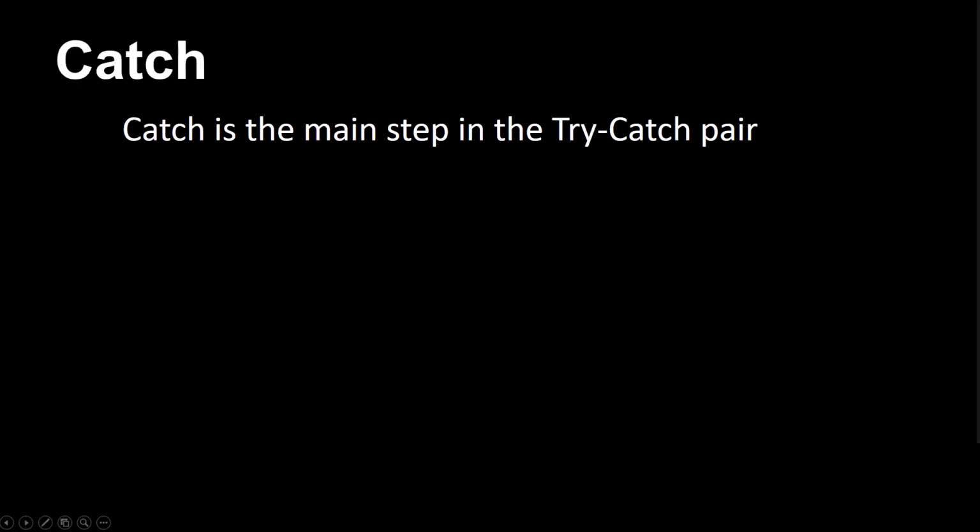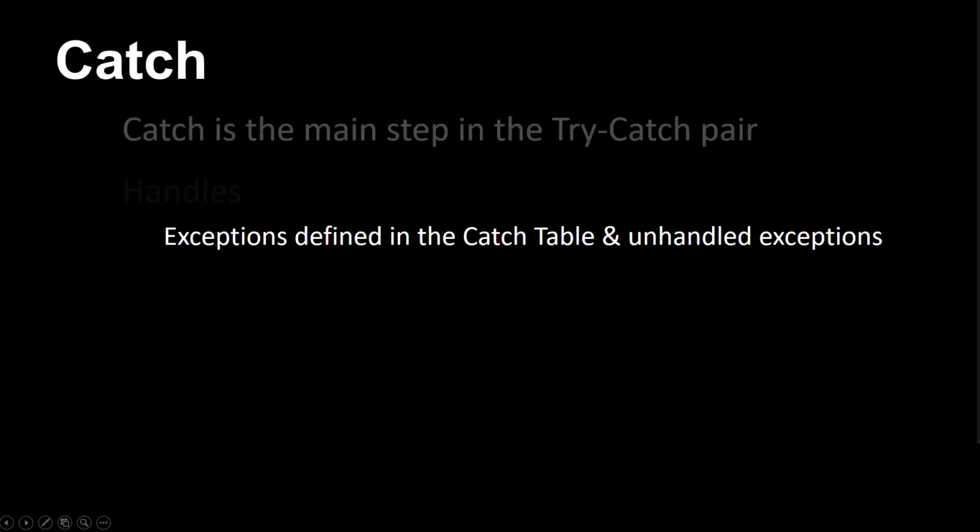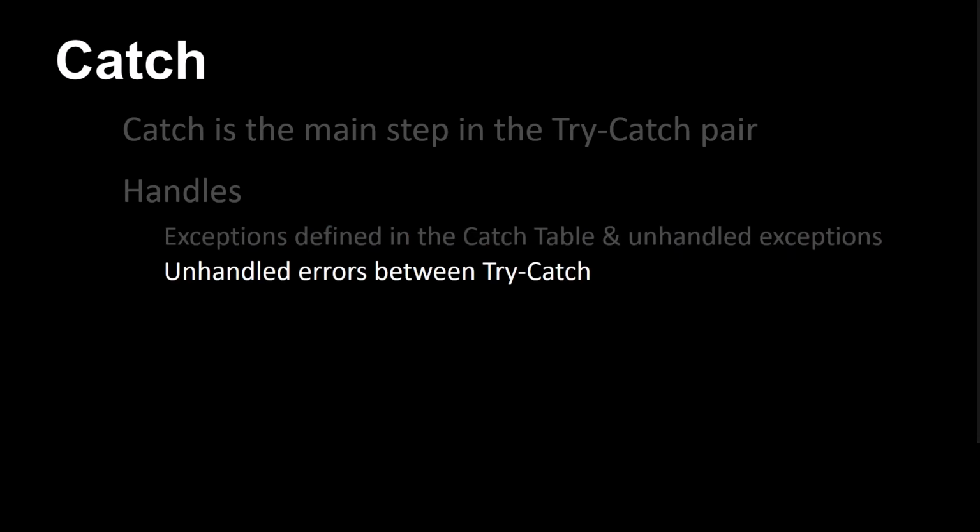Now let us describe the catch step. Catch is the main step in the try-catch pair. It handles exceptions defined in the catch table and unhandled exceptions. Catch step also handles unhandled errors in the steps between the try-catch steps in a workflow.